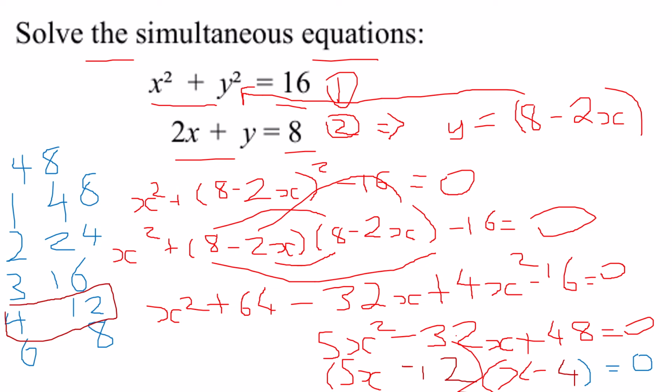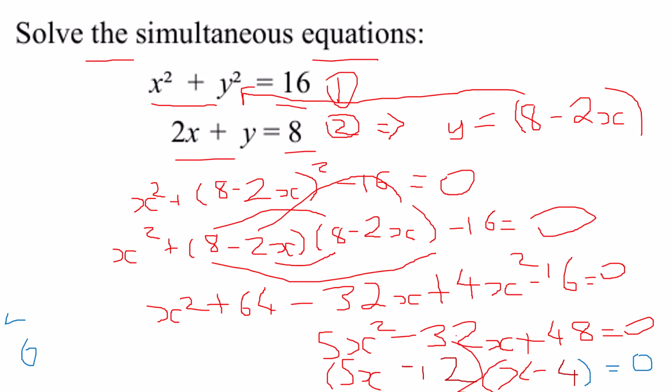So we have 5x times x makes 5x squared. 5x times minus 4 is minus 20x. Minus 12 times x is minus 12x. Then minus 4 times minus 12 is plus 48. Collect my like terms for x: minus 20x, subtract 12x, and I get minus 32x. I haven't done that here with the AC method, but I've done it by trial and error. Hopefully that makes sense.